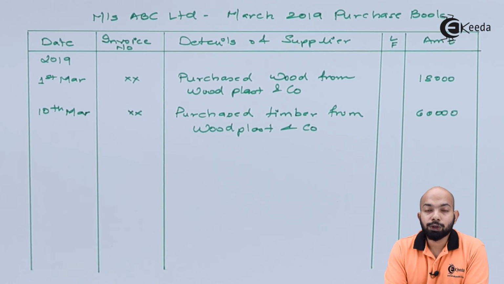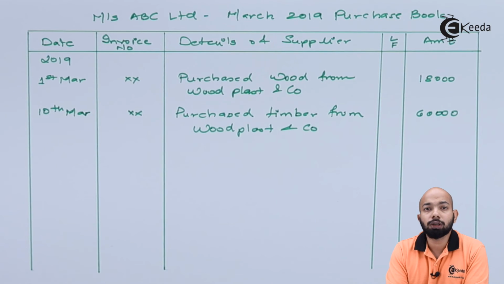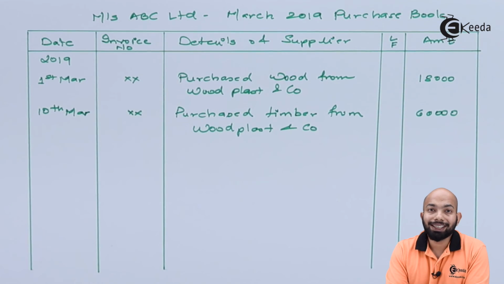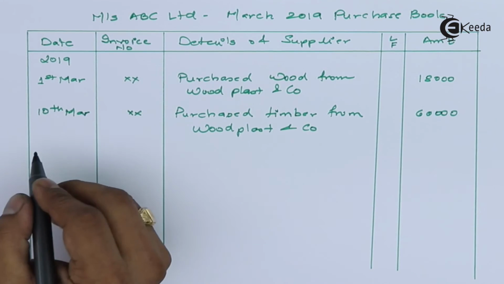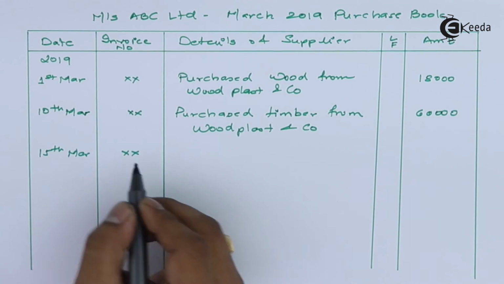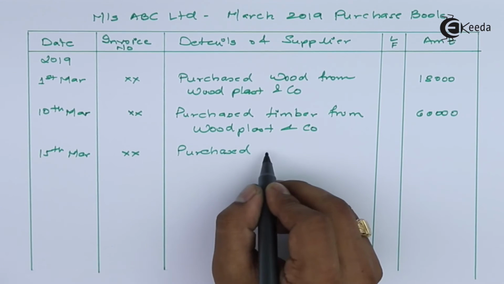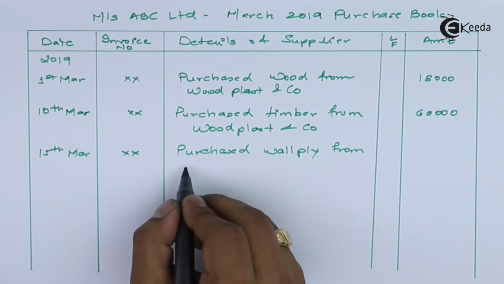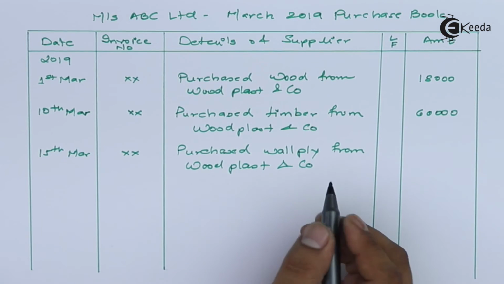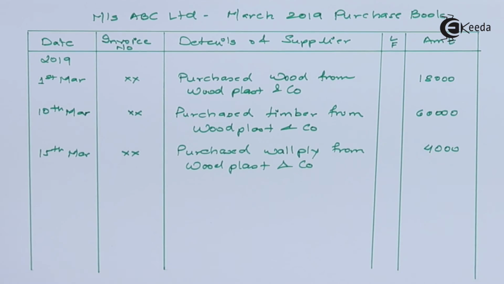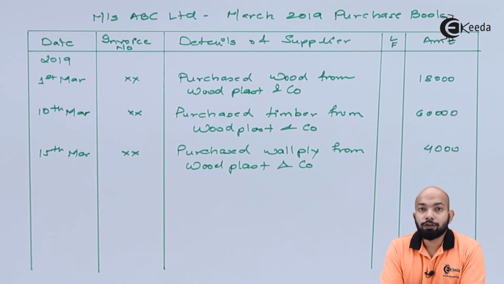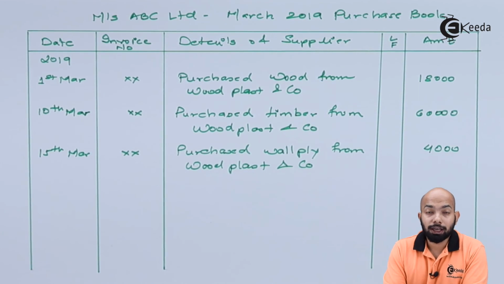The next transaction refers to 10th of March, where timber was purchased from Woodplast Company for rupees 60,000. That has been recorded directly, as no totaling is needed because the total amount was already given. Let's go on to the next transaction for 15th of March. Wall ply was purchased from Woodplast Company for rupees 4,000, hence that has been directly mentioned. Let's record the last transaction down there.